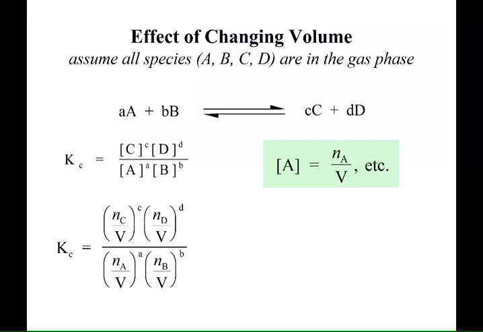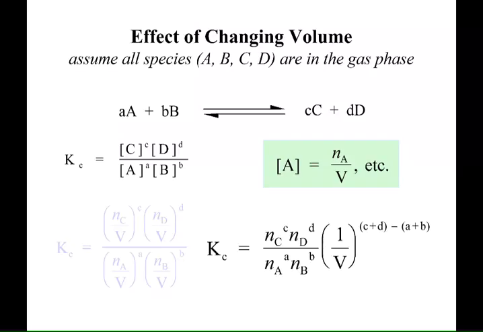But since they don't, we're going to have to pull out that term. We're going to split it up. Mathematically, it looks like this. Of course, n is moles. So we have moles of each of the components raised to their stoichiometric coefficient, times 1 over V raised to this power. If you look at it, the C plus D is the coefficients for the products minus the A plus B, which is the coefficients for the reactants. By the way, this right here is later going to be called delta n, the change in moles.